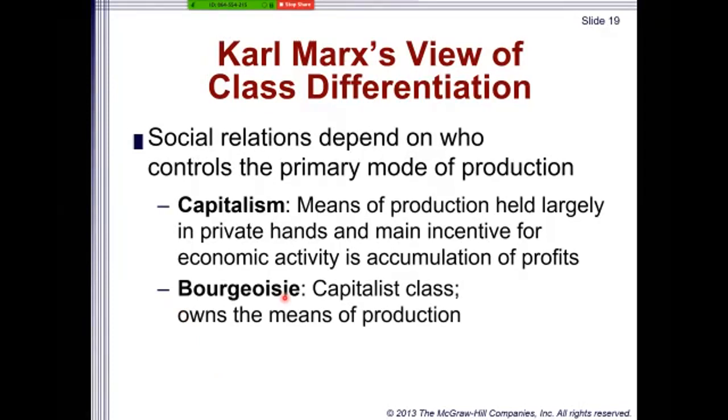Bourgeoisie. Yeah. Bourgeoisie. Bonjour. Merci. Yeah, that's right. Bourgeoisie. All right, okay.